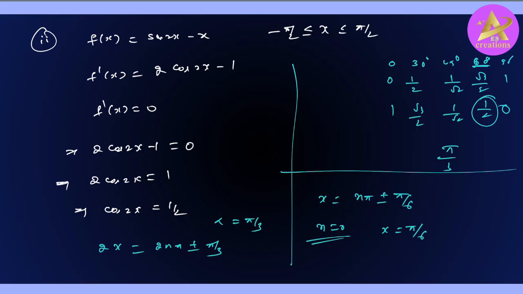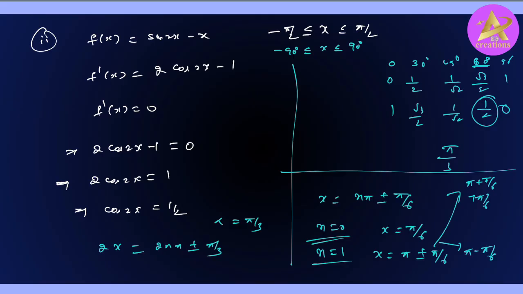Pi by 2 is nothing but 90 degree, so x lies between minus 90 and 90 degree. 30 degree lies between minus 90 and 90, that's fine. If you take n equal to 1, we get x equal to pi plus or minus pi by 6. If you simplify, we get two values here. One is pi plus pi by 6, that means 7 pi by 6. Next, pi minus pi by 6, we get 5 pi by 6.